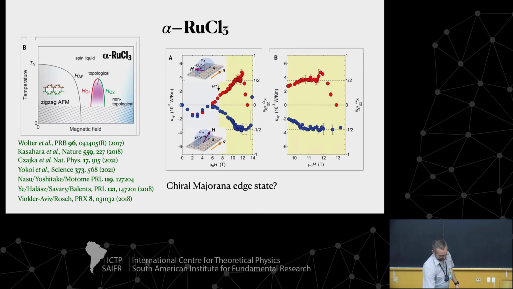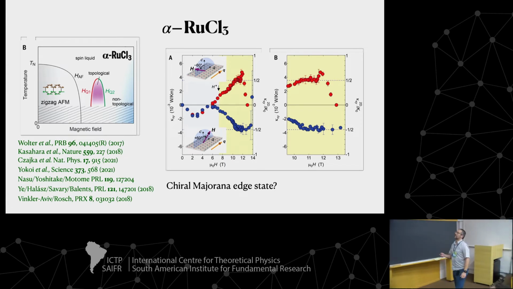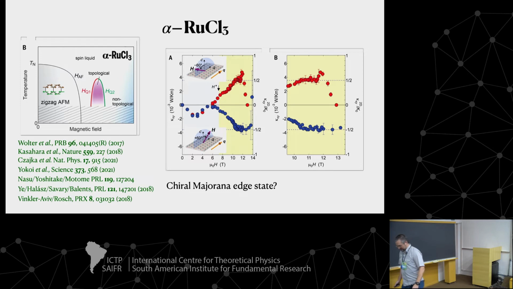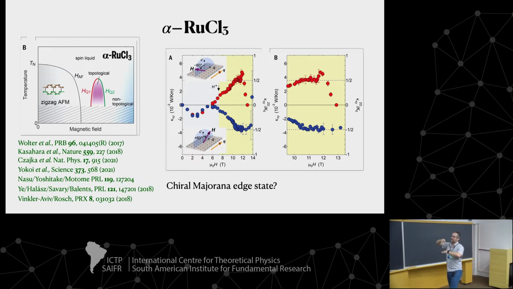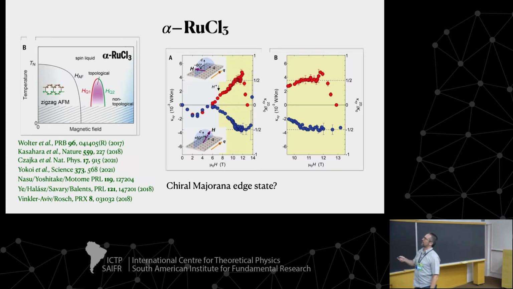But what often happens is that you have more than Kitaev. So let me just highlight some results on alpha ruthenium trichloride here. This is essentially a van der Waals material, a honeycomb lattice, where the layers are coupled by van der Waals forces, so really almost decoupled planes. And then what happens is the following. So this is the magnetic field, but let's just look at this axis here.